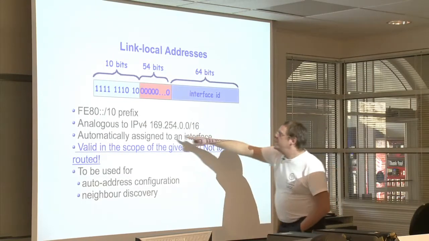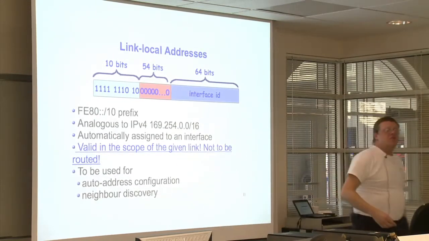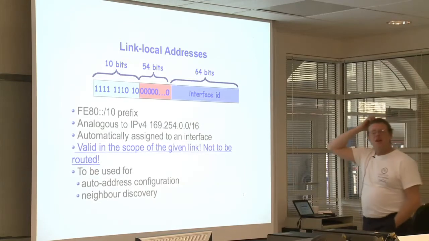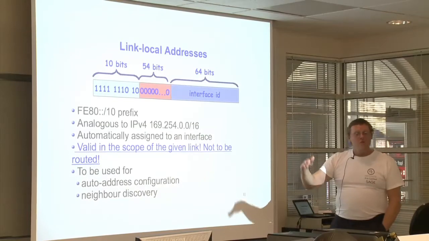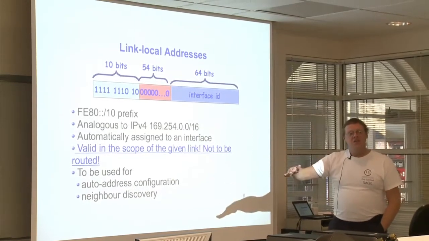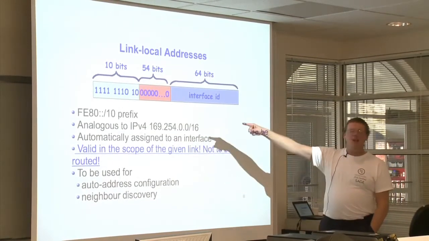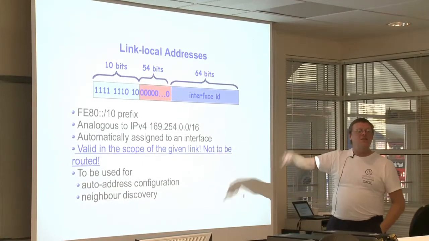That's the game there. These are like the 169.254 addresses that your machine makes up by itself when it tries to do DHCP and it fails. But even when DHCP works, or when you configure a static address in IPv6, you will still have an FE80. Every link always makes up its own FE80. It's used for local traffic.